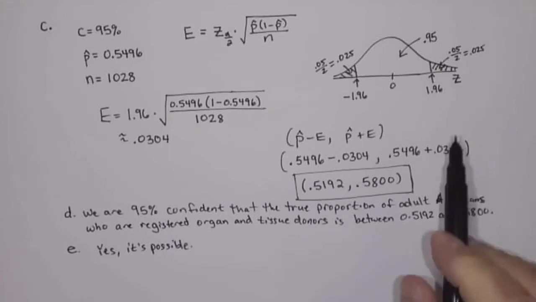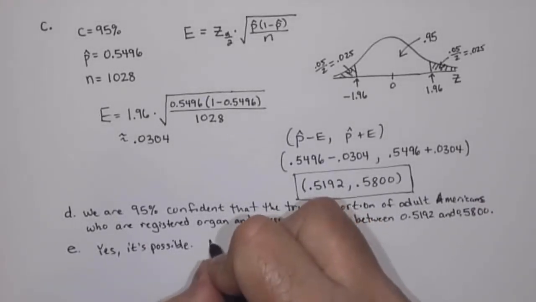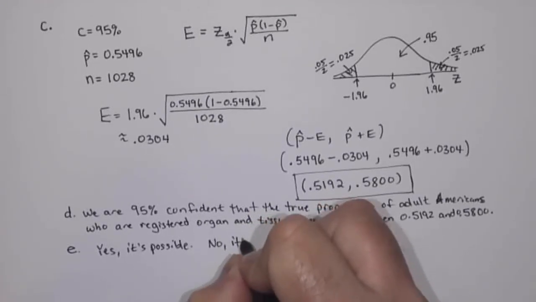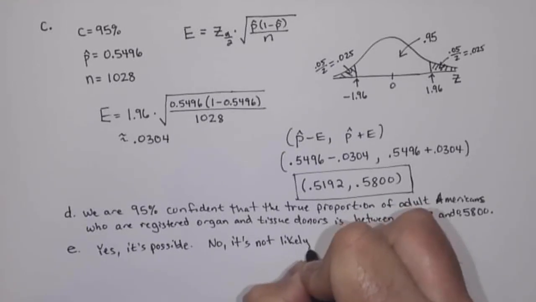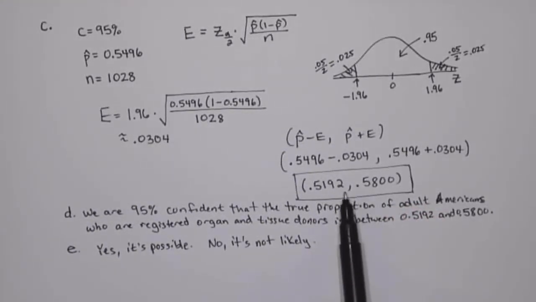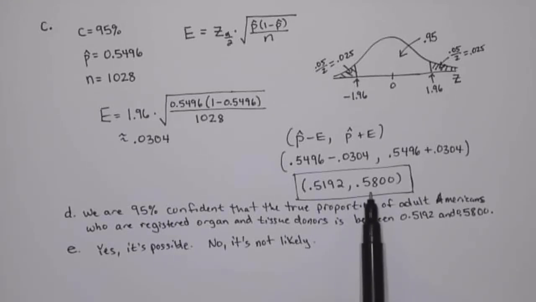But that would be a really unusual result. So, is it likely? It's not likely. So it's possible that the true proportion's outside of our interval, but it's not likely. That would be an unusual result.